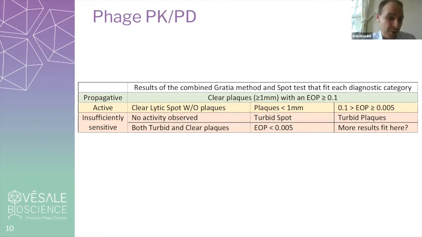This would be very small plaques where the replication potentially is there, but might not be clinically relevant, or a very low EOP that might reflect some replication, but not any that could be plausibly clinically relevant. And then a variety of possible biological relationships that would be insufficiently sensitive for us to recommend this phage for therapy.